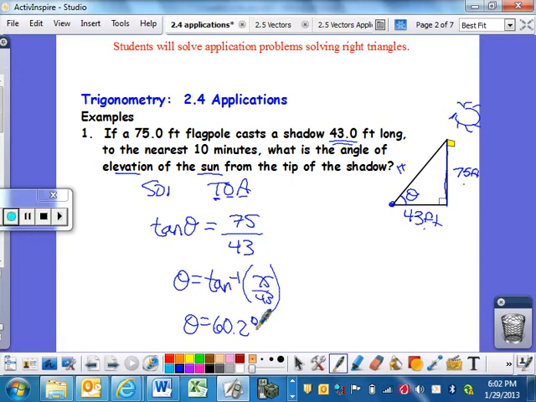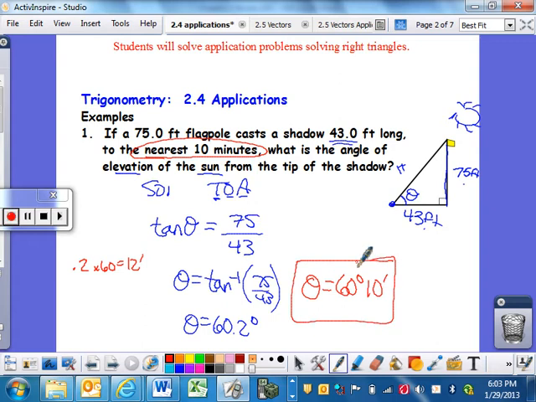Now you must read the question. How do they want the answer? To the nearest 10 minutes. If the book is tricky with that, you now need to change your decimal into minutes. So what do we have? 0.2 times 60 is going to be 12 minutes. But it says to the nearest 10 minutes. So the nearest full 10 would be just 10 minutes. So the actual answer would be 60 degrees and 10 minutes if you actually round that.